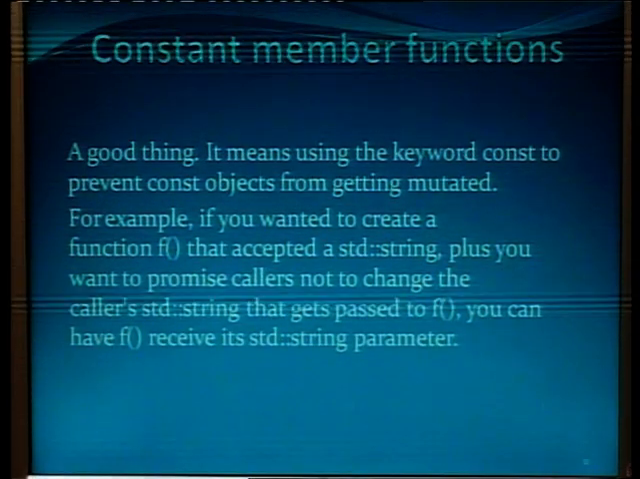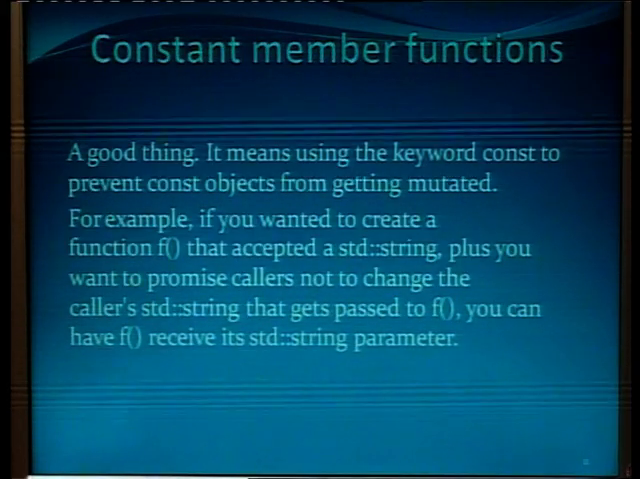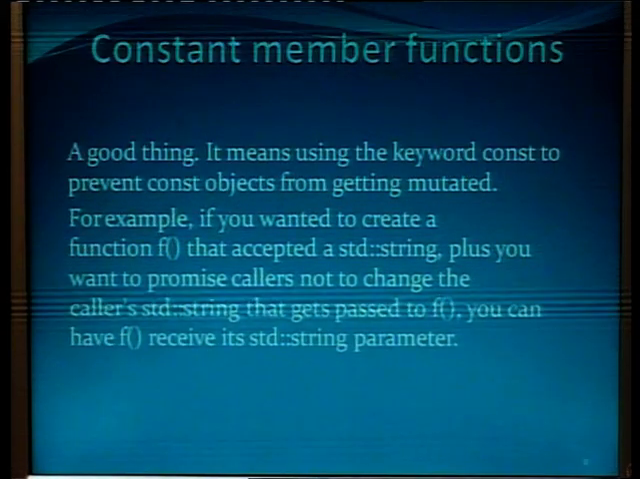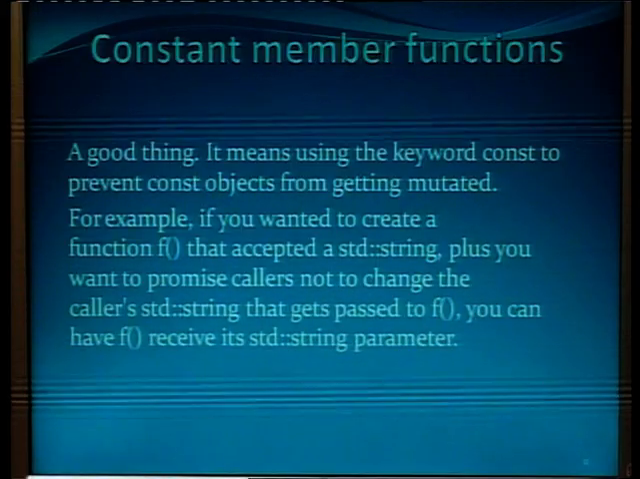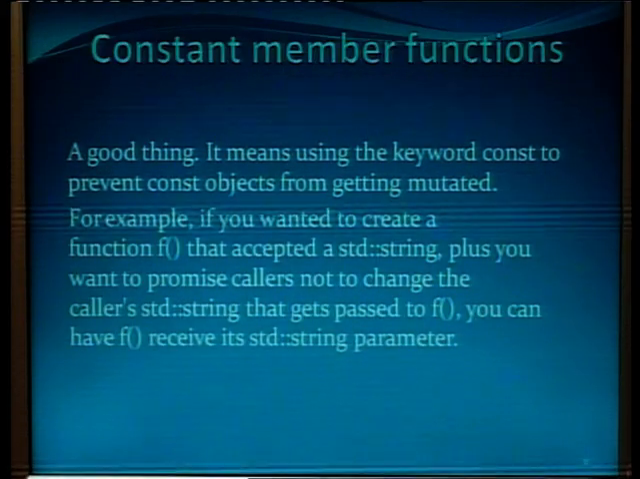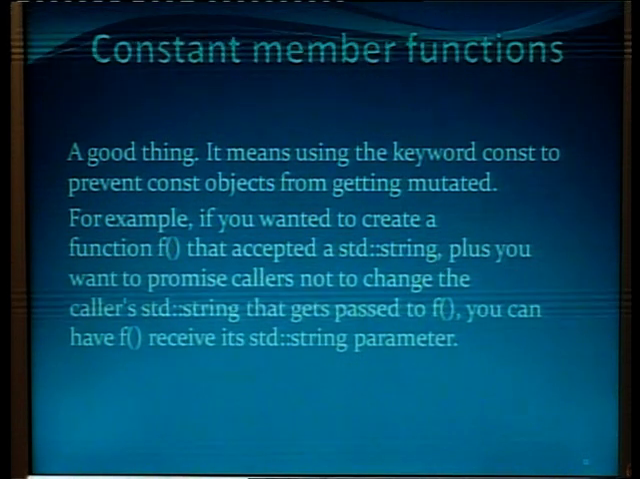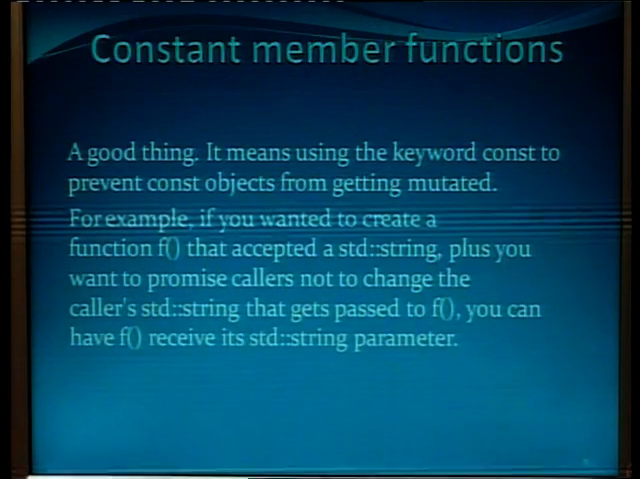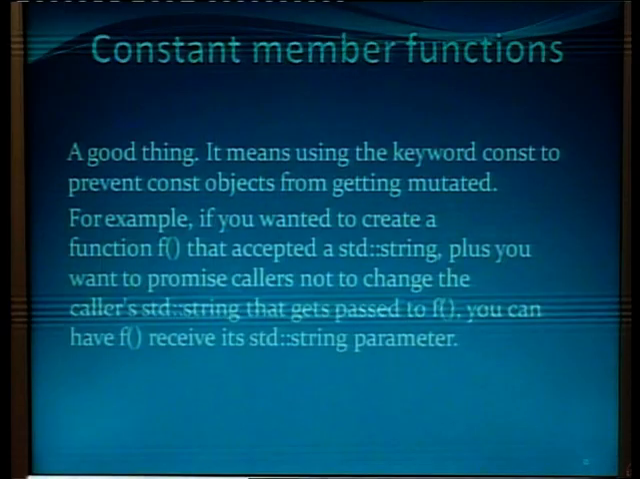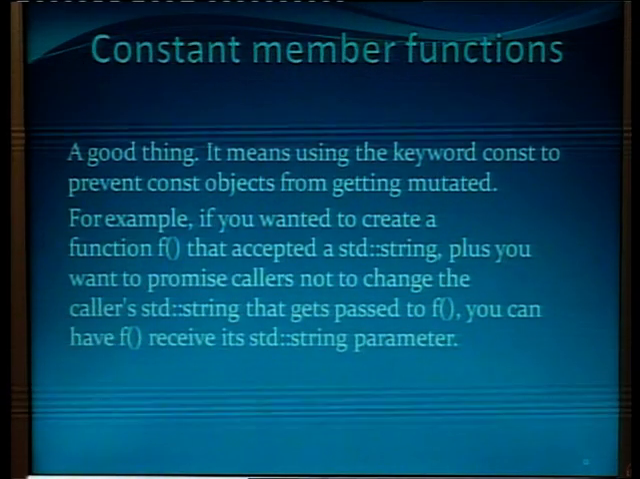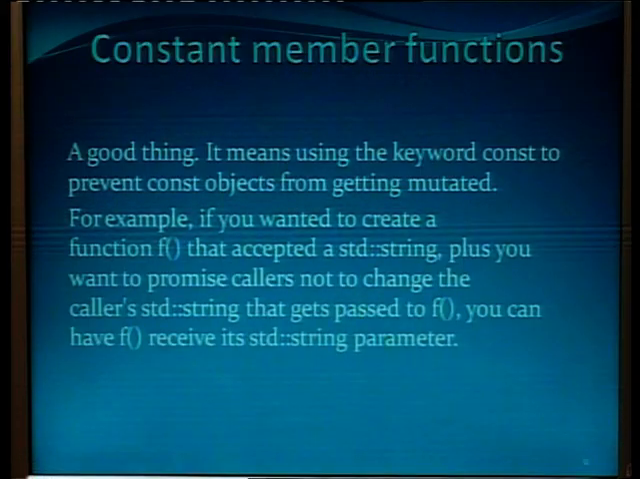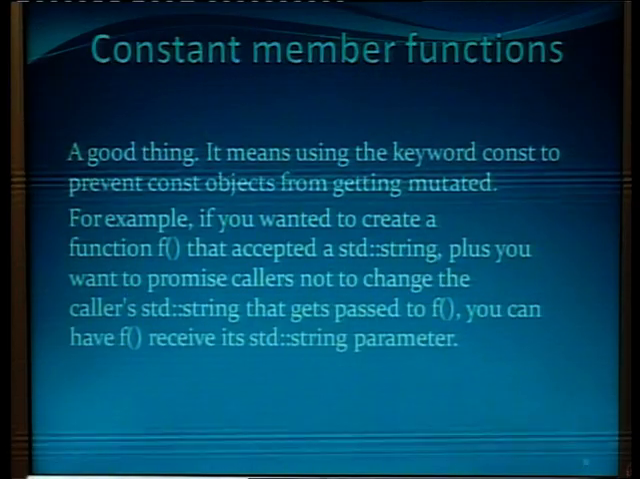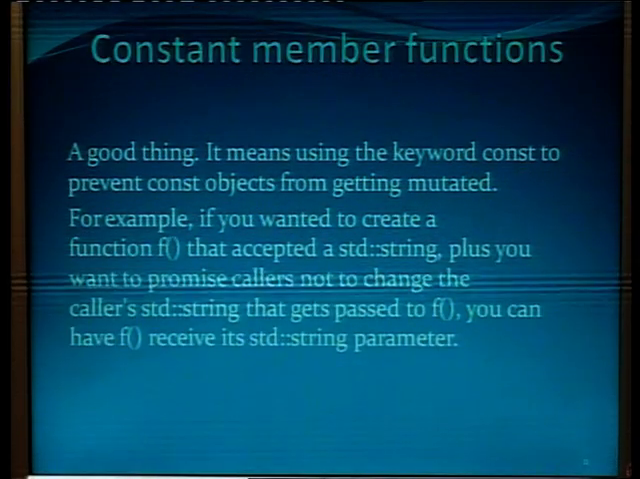A good thing is using the keyword const to prevent constant objects from getting mutated. For example, if you want to create a function f that accepts a standard string, you want to promise the caller not to change the caller's standard string that gets passed to function f. So f is the name of the function here. You can have function f receive its standard string parameter.